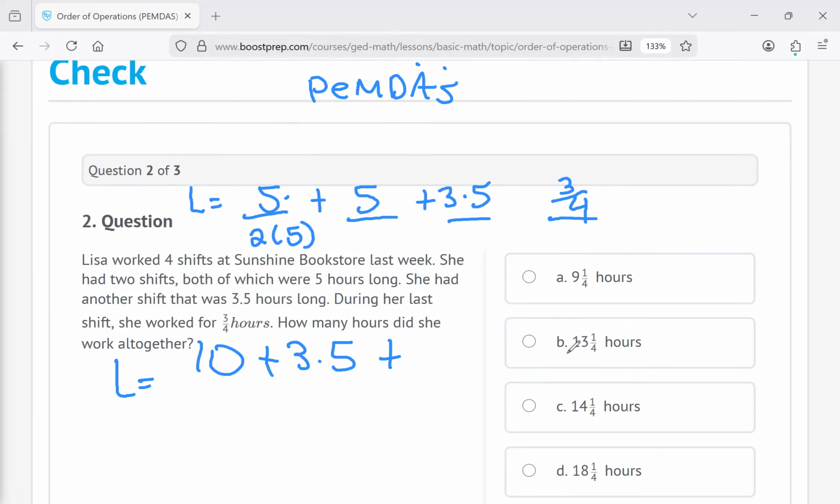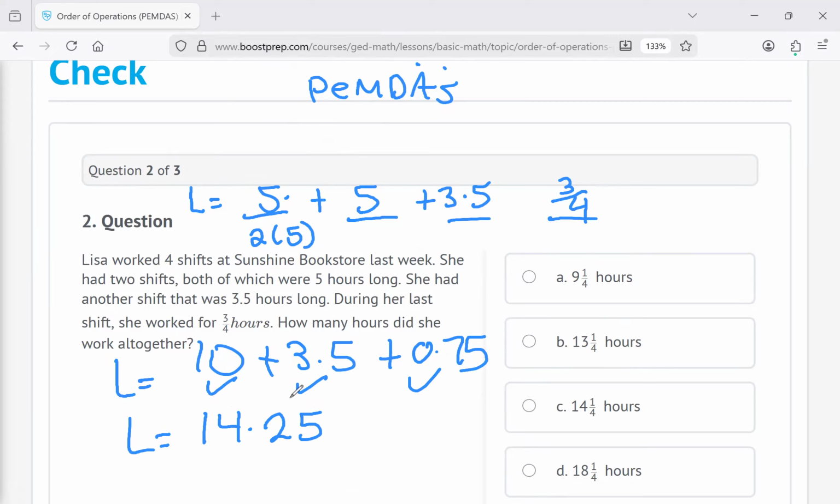You can convert 3/4 to a decimal because your exam is all multiple choice. So if you want, you can convert 3/4 to a decimal. If you calculate, you get 0.75. Okay, add them up. 10, 3.5, 0.75, what do you get? 14.25.